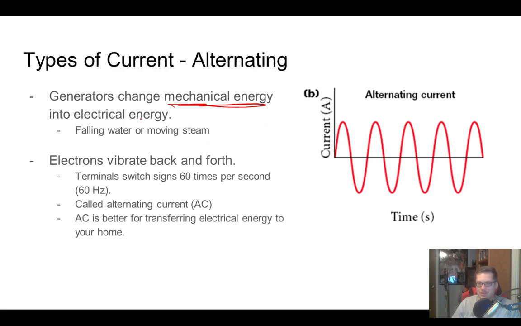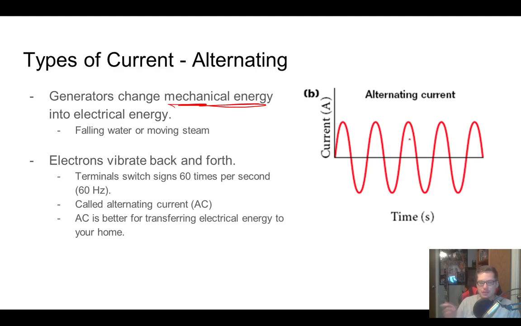All right, so we turn this mechanical energy into electrical energy, and it goes back and forth. Essentially, this means the electric signal is vibrating back and forth, and this can be a lot more dangerous to us because it sends a signal into your body that can really mess with your heart. With a direct current, it sends one time. If it didn't mess with it, then you're probably safe.